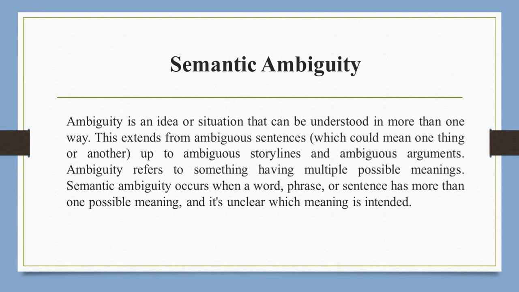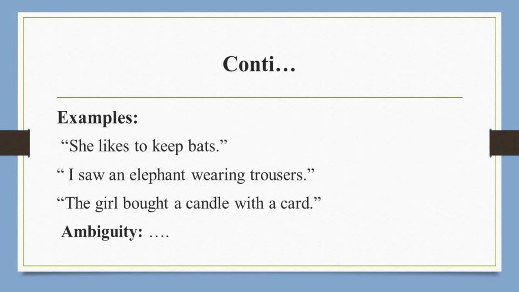Let's see some examples. She likes to keep bats. Now here it's written she likes to keep bats. Which bats are we talking about? Are we talking about the sports equipment bats or the bats that fly in the sky? Which one are we talking about?